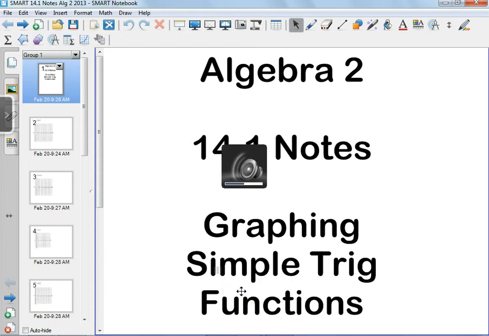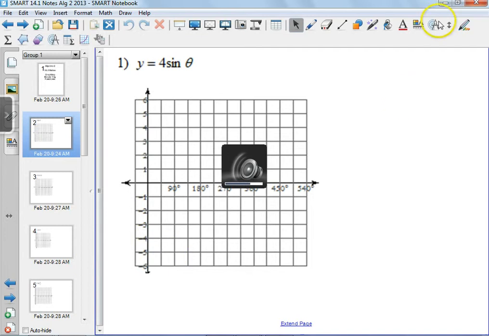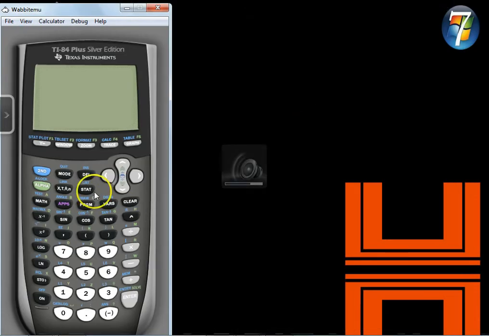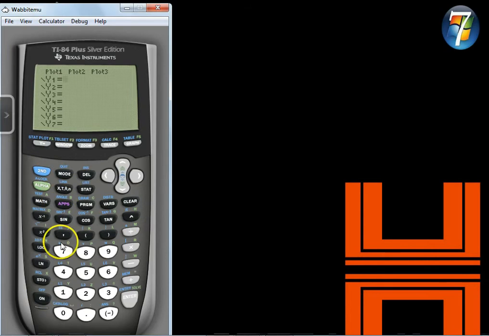So our first function that we're going to try graphing is for sine theta. So on your calculator, in y equals, please type 4 sine, and then the variable key is going to call it x because of the mode we're in.